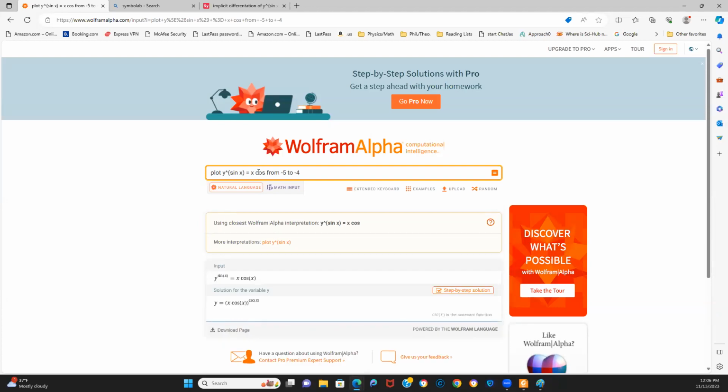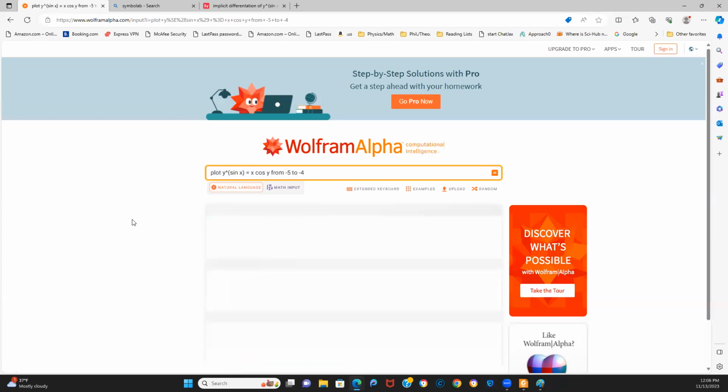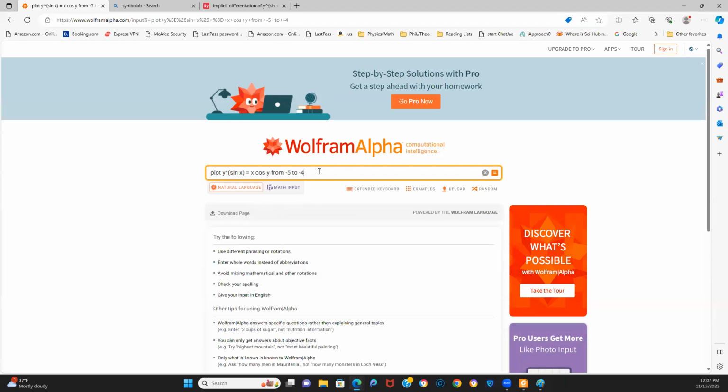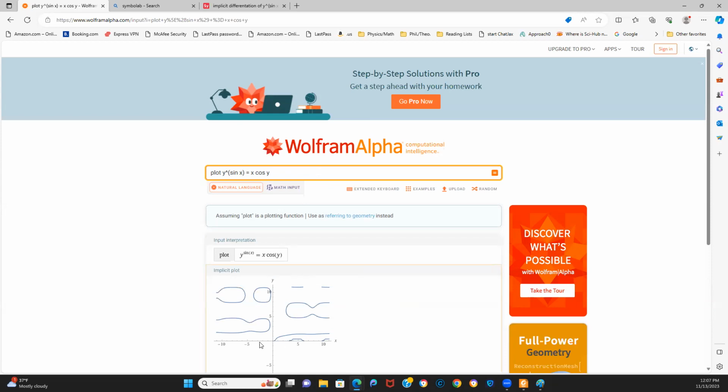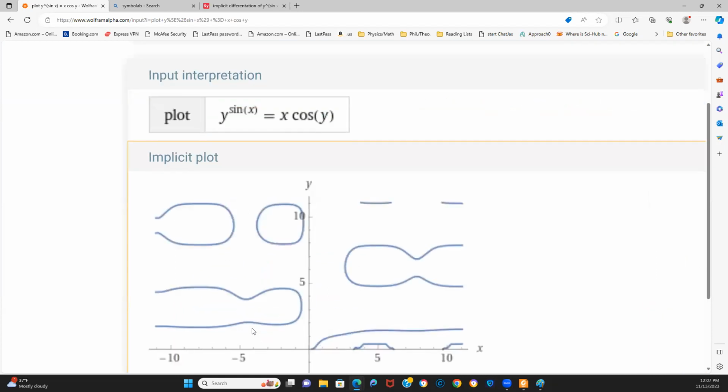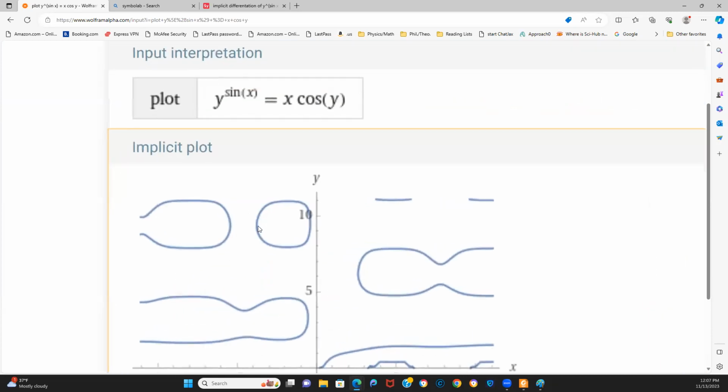Oh wait, I just plotted the wrong function. This should be cosine. Nope, doesn't know what I'm doing. All right, but I actually originally plotted the wrong thing, so let me get rid of that. Let me just plot this equation. All right, I guess maybe, so let's see.